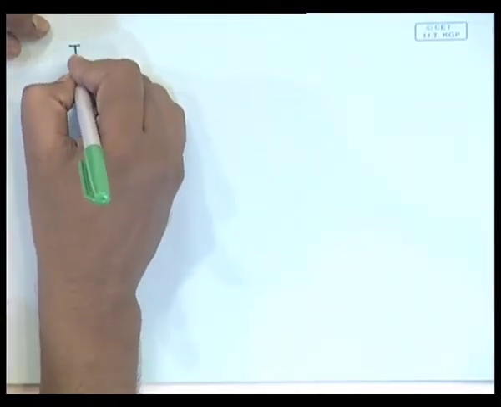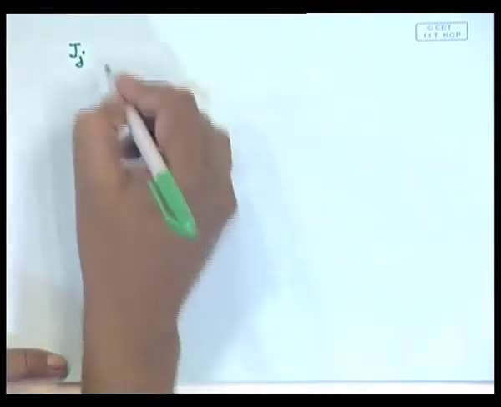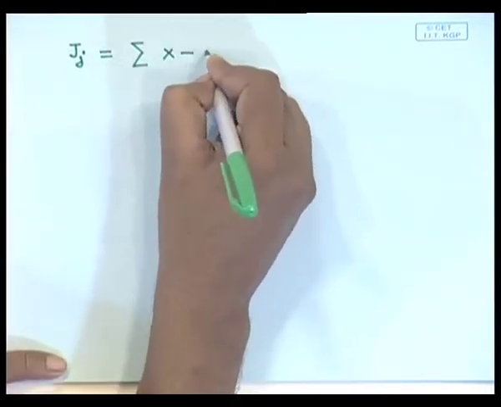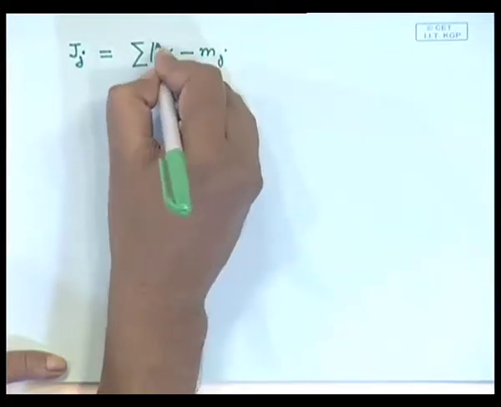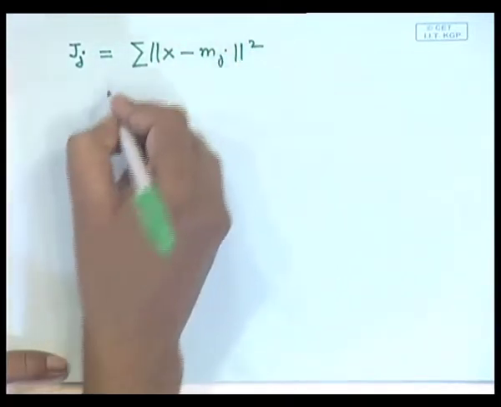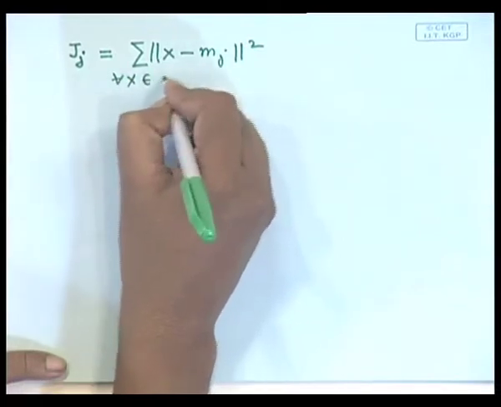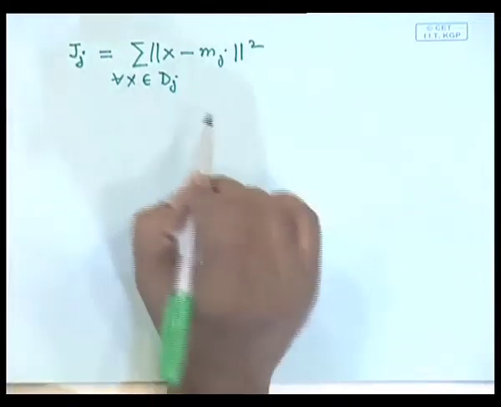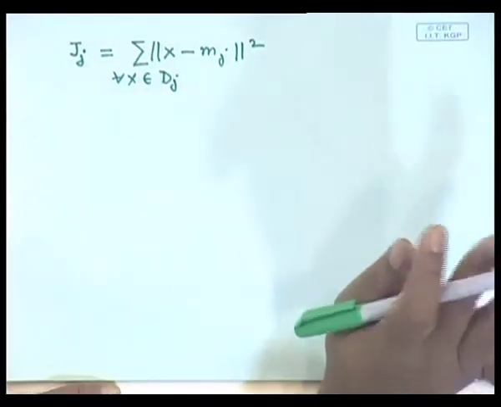I can also compute the change in total error of the jth cluster. So, before pushing this x hat, the error in the jth cluster was X j, which is nothing but the sum of x minus m j squared for all x belonging to cluster D j. Okay. So, this was the total error in the jth cluster before putting this x hat.